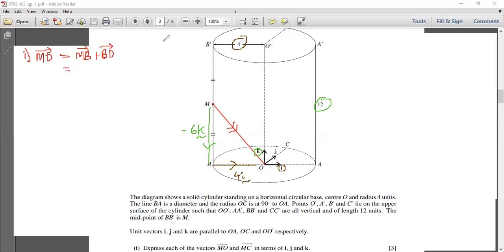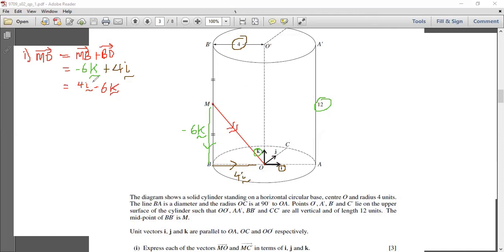And then the next line, the MB, we just saw that it is the green one, negative 6k, and then the brown one, the BO, turned out to be 4i. So in other words, this just tells me the MO is 4i minus 6k. So this is how we find it in terms of ijk.